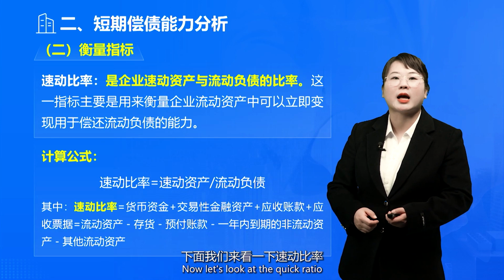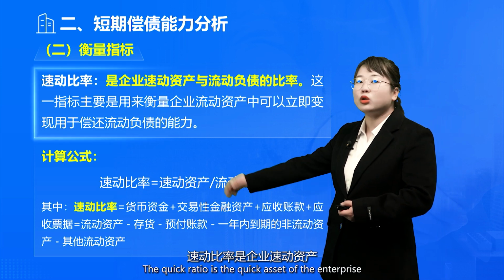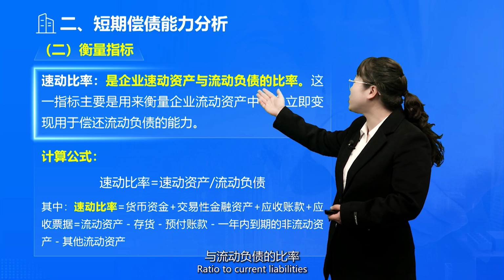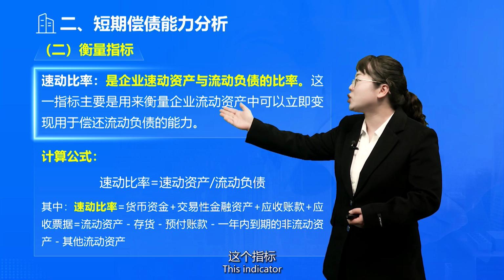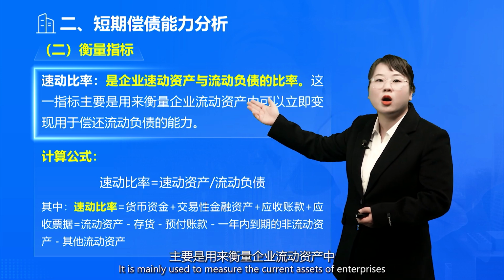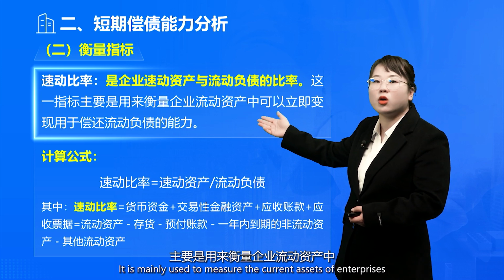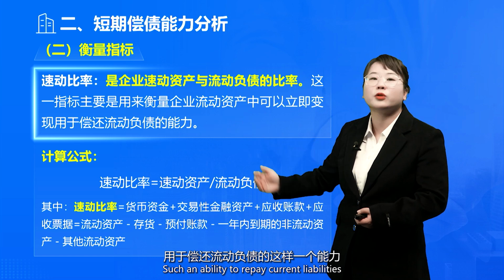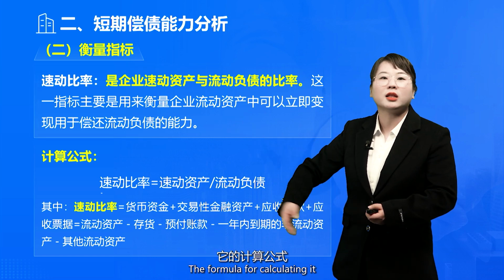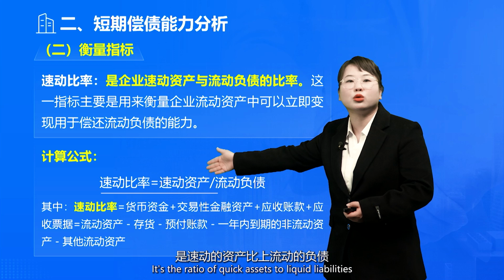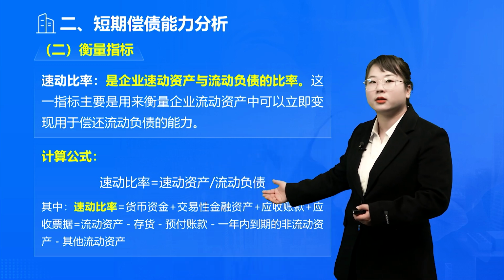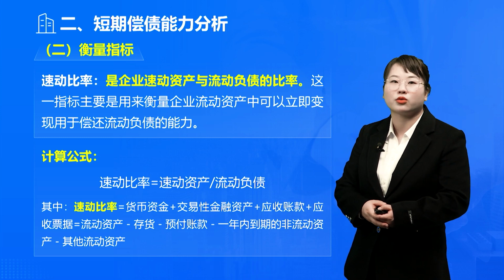Now let's look at the quick ratio. The quick ratio is the ratio of the quick assets of the enterprise to current liabilities. This indicator is mainly used to measure the ability of an enterprise's current assets to be cashed in immediately to repay current liabilities. The formula for calculating it is quick assets over current liabilities. This is our formula.